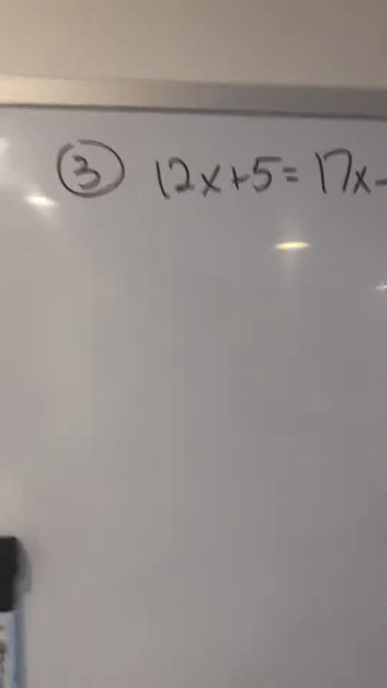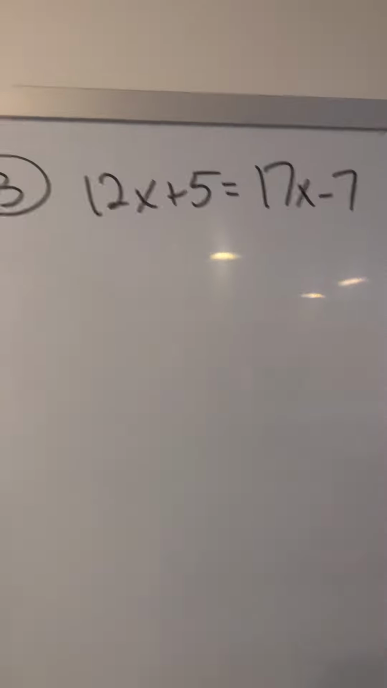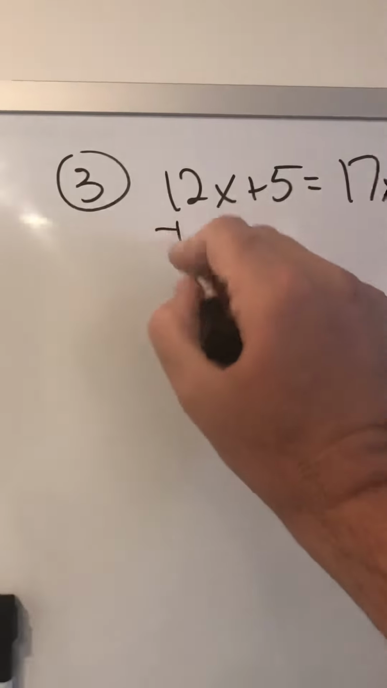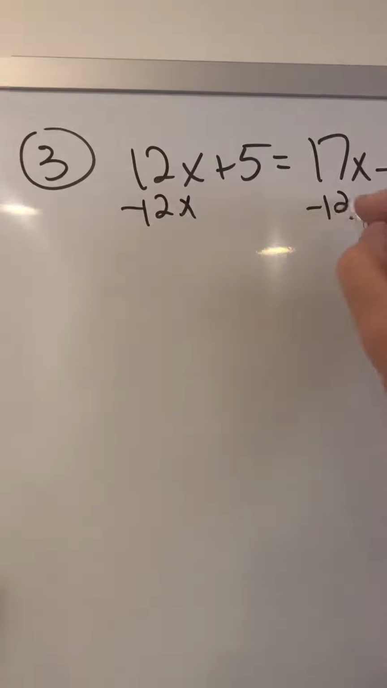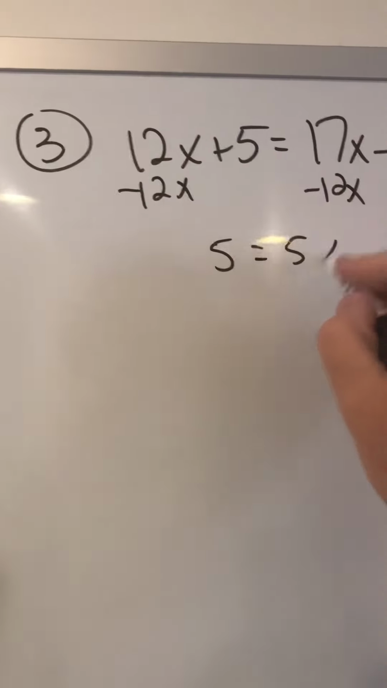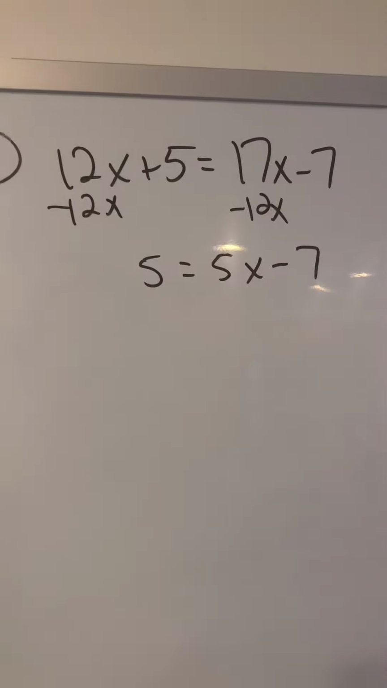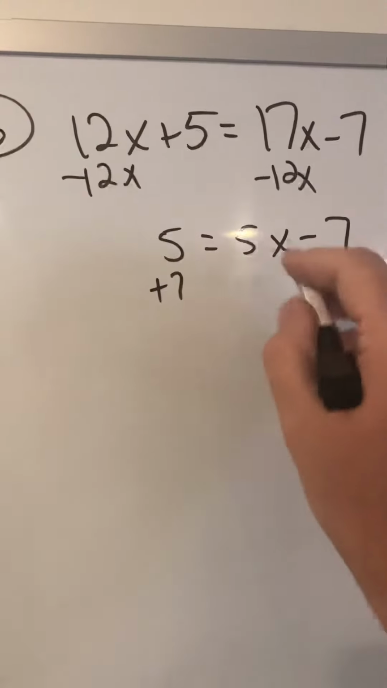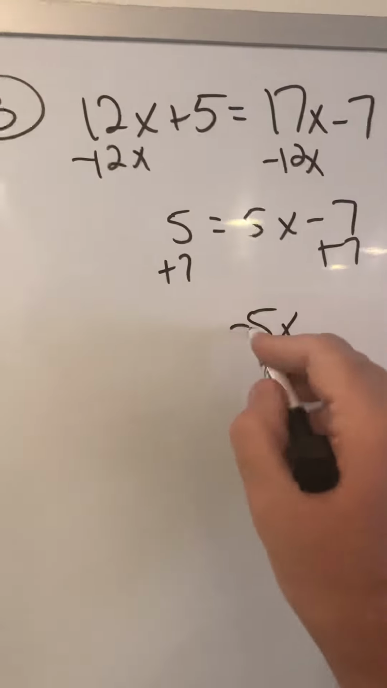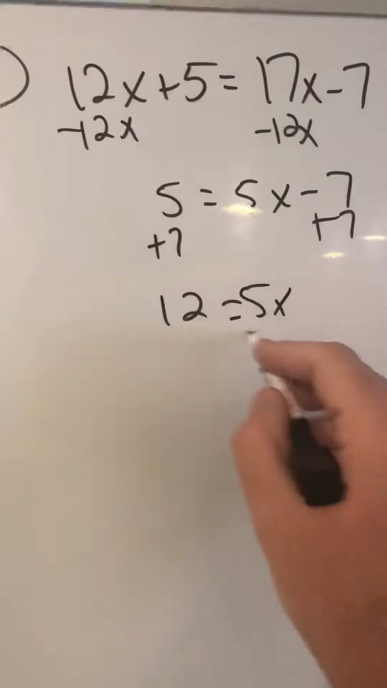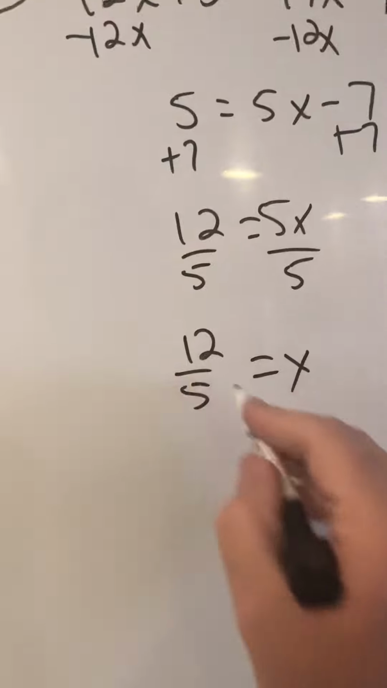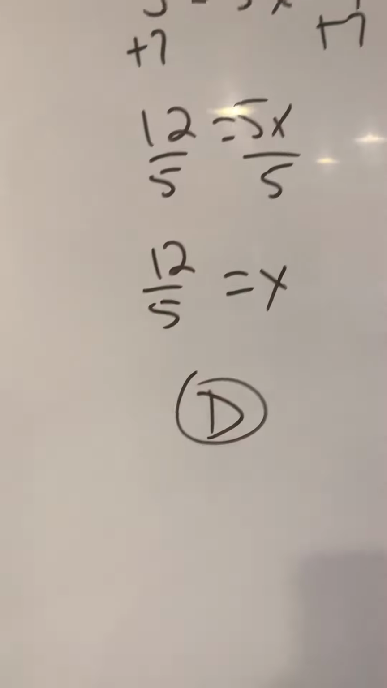For number 3, we're just solving for x. Which side is x the biggest? x is biggest on the right, so I'm going to bring the 12x over by subtracting. So 5 equals now 5x minus 7. Okay? And then I'm going to add 7 to both sides to isolate my x. So 5x equals 12. And when I divide by 5, x is 12 over 5. And that answer is D.